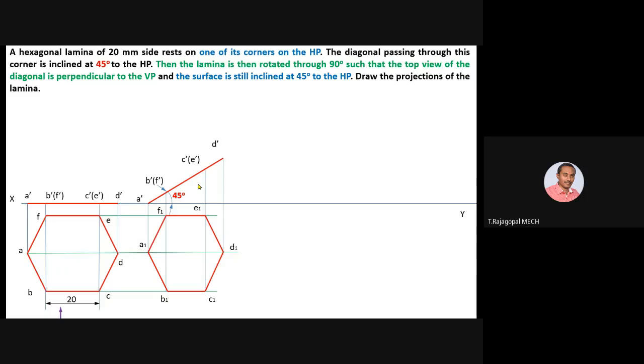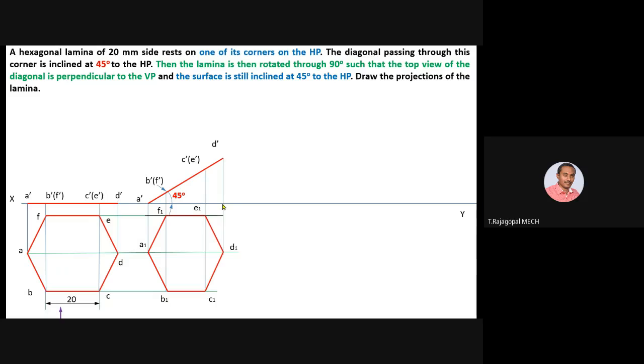Now the surface is inclined at 45 degree. The size of the hexagon is reduced because of inclination. Okay, you can check this top view. The size has been reduced due to the surface inclination of 45 degree. So in the previous two pentagon problems, we had an inclination with respect to VP because it was inclined to both the planes.